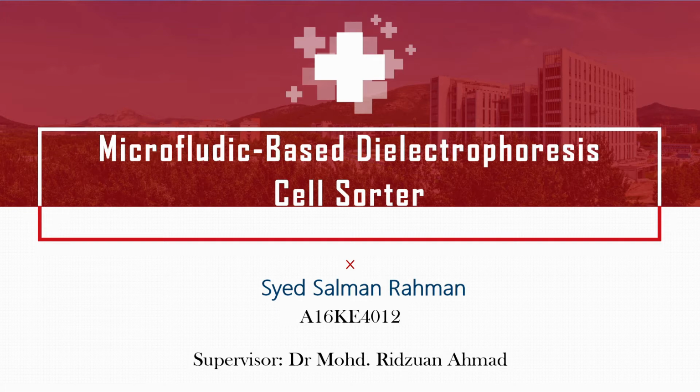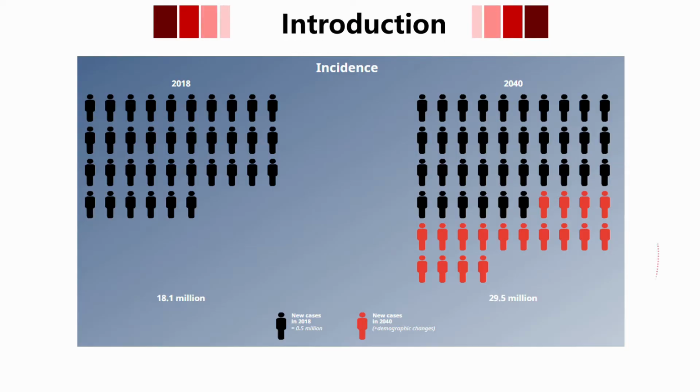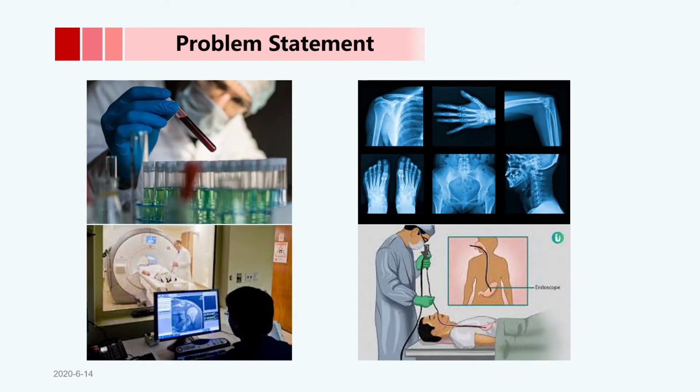In this video, I will try to explain my final year project, a microfluidic based dielectrophoresis cell sorter, and I'm going to talk about all the results that I obtained. So we know that cancer is a deadly disease. In fact, it is the second leading cause of death all around the world, and a prediction by the American Cancer Society speculated that by 2040, around 229.5 active cases of cancer will be reported.